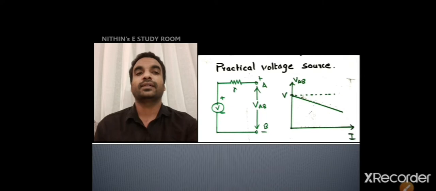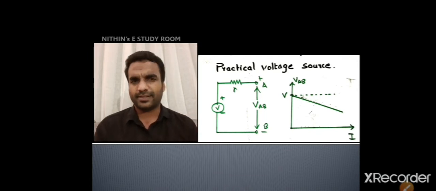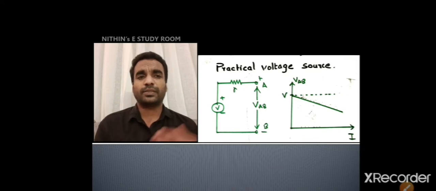When current is increasing, the voltage value is decreasing. This is the practical case. If you are connecting many more loads in parallel, what happens?